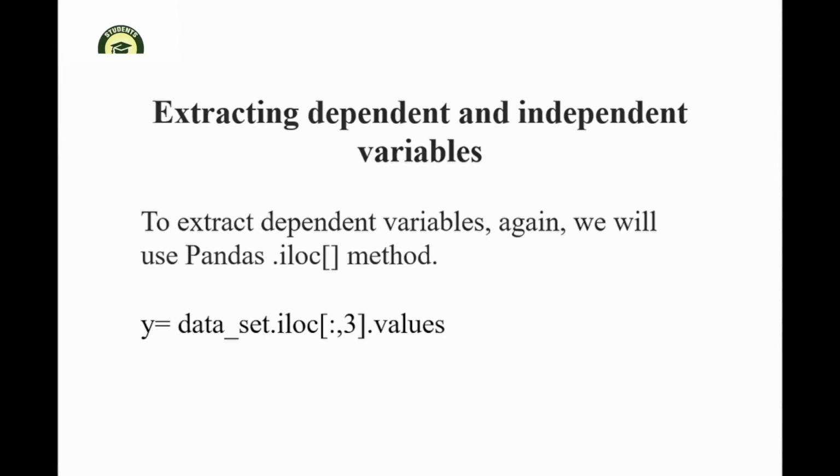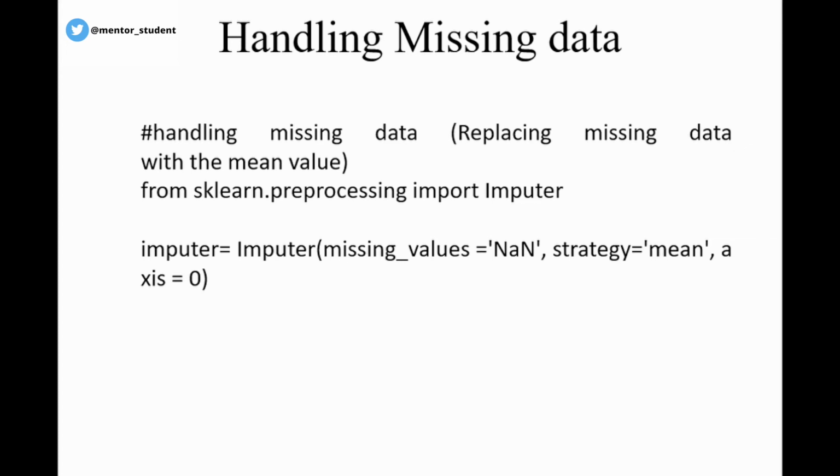Now come to y. Again, to extract dependent variables, we will use the pandas iloc method. We can simply write y is equal to data underscore set iloc brackets, colon comma 3, dot values. With this command we can pick all the values with respect to y.